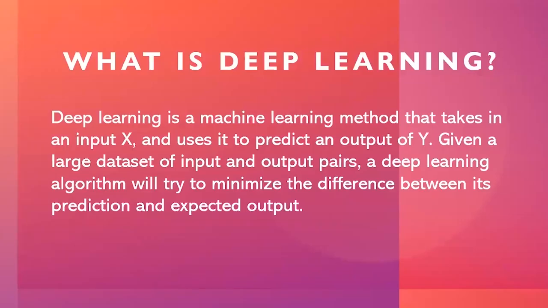Now, what is deep learning? Like I said, deep learning is a part of machine learning. Here it takes an input X and uses it to predict an output Y. Given a large data set of input and output pairs, a deep learning algorithm will try to minimize the difference between its prediction and expected output. Don't worry if you didn't understand these sentences, you will be able to get a clear idea in the following slides.